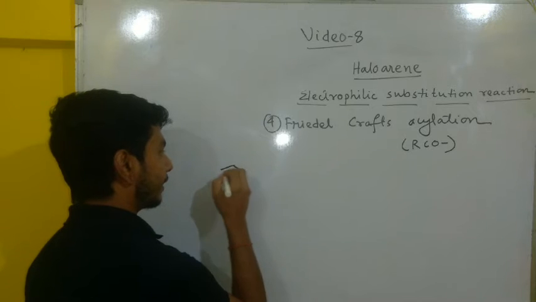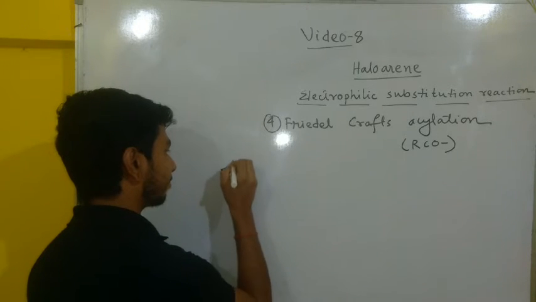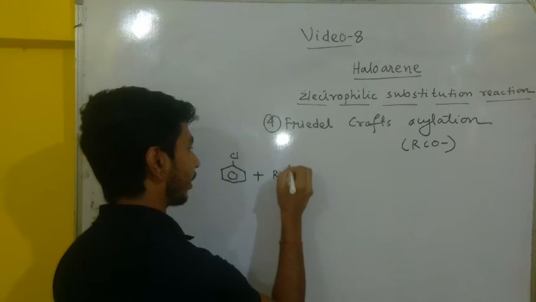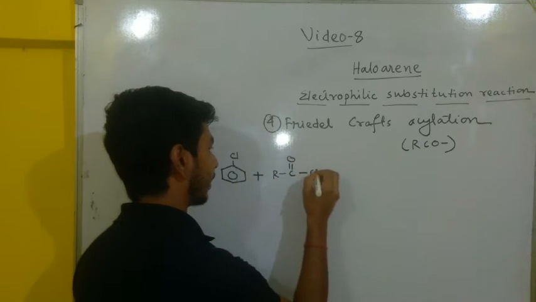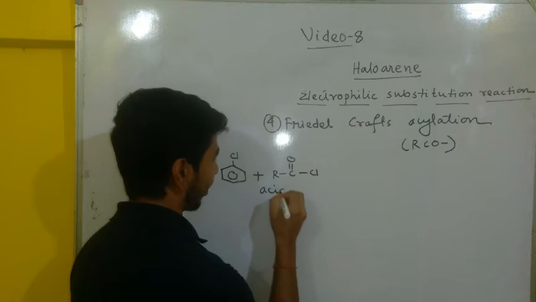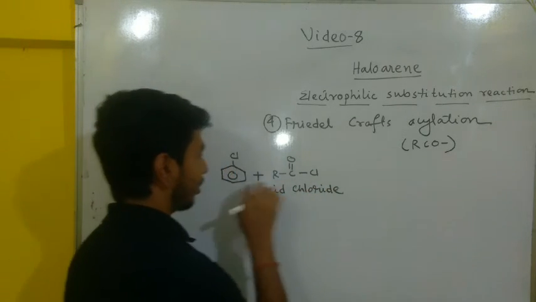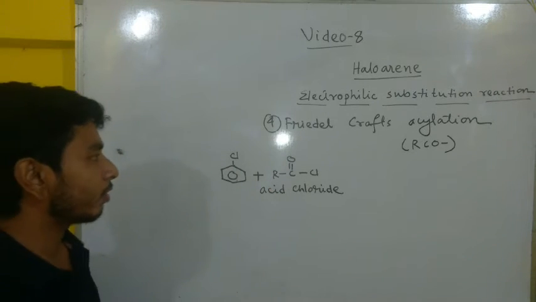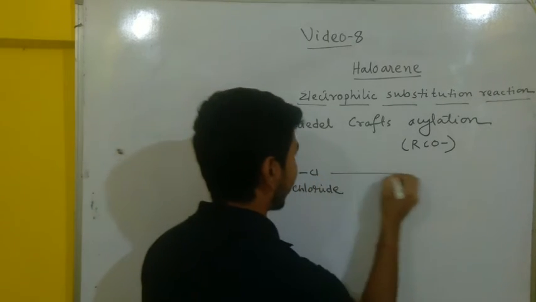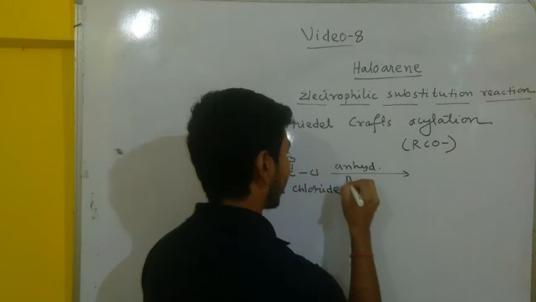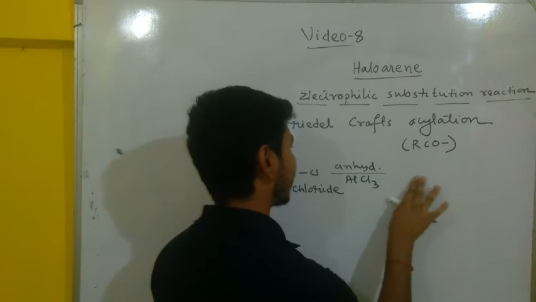The chlorobenzene upon treatment with acid chloride, RCOCl. This is called acid chloride. Chlorobenzene upon treatment with acid chloride in presence of anhydrous Lewis acid, like AlCl3.